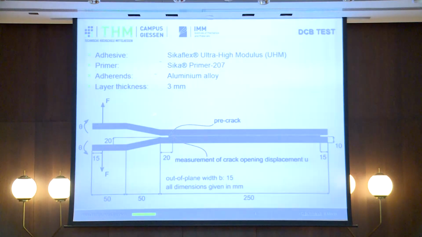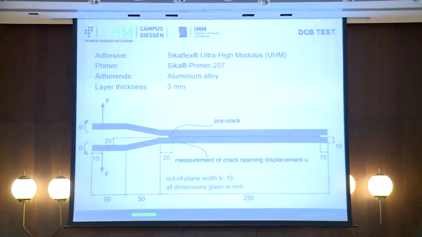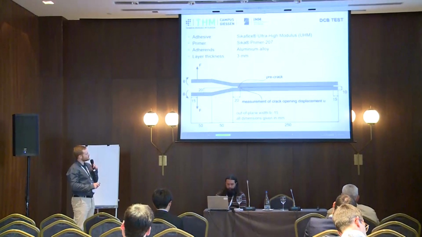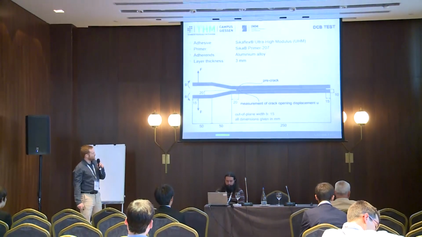How the DCB test works: you have this tensile loading on the left side, and in the adhesive layer, a peel loading is introduced. We measure, besides F, the rotation of the force introduction points, named theta here, and we measure at the position of the pre-crack the crack opening displacement, which is denoted by U here. The pre-crack was introduced by razor blade.